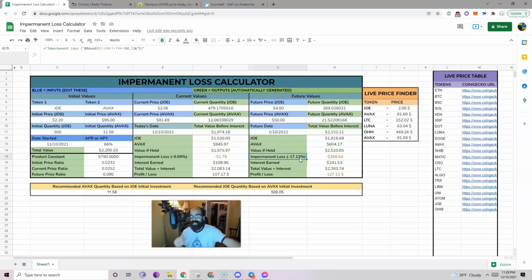So your impermanent loss is negative 17.13%, which is not negligible. And your interest earned is 241%. And I guess I should make that a percentage and put it here. I'll do that later. So you did realize a loss of $127, as opposed to if you just held and did no pooling whatsoever. But could you have known that? Who knows? Did you really think that Joe was going to 2x and AVAX was going to negative 50%? Probably not. Probably your assumption was that it was going to be less insane or intense.